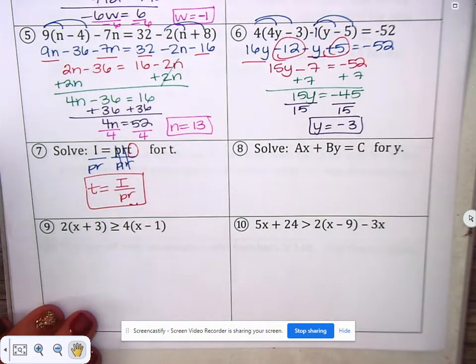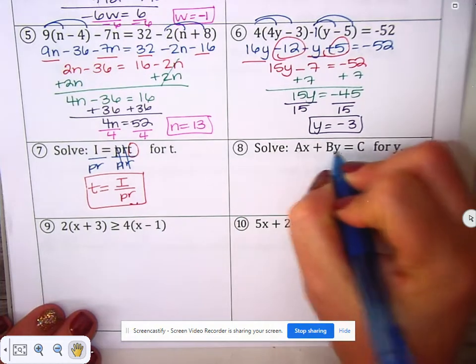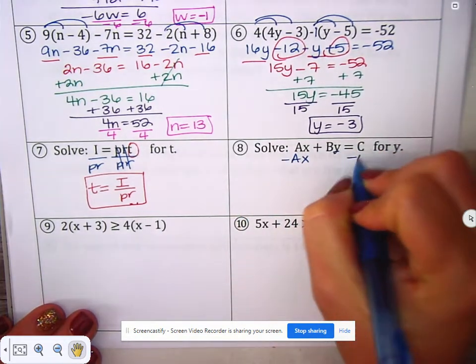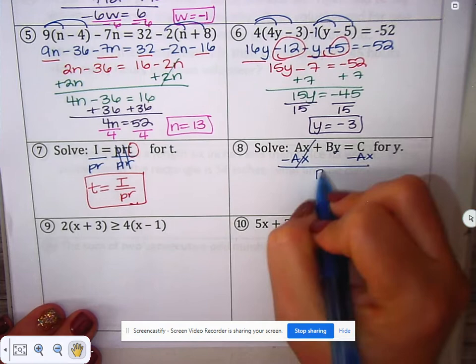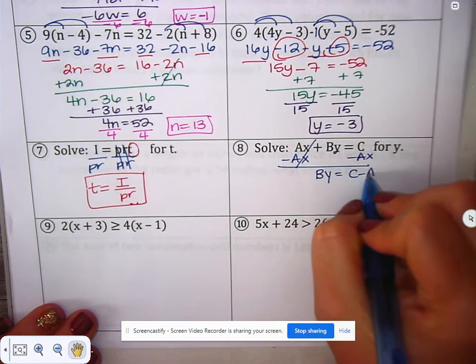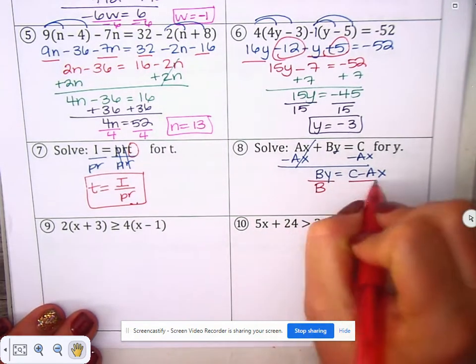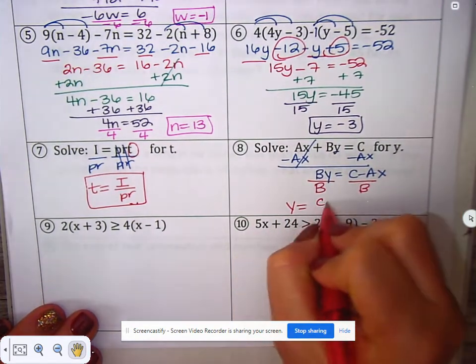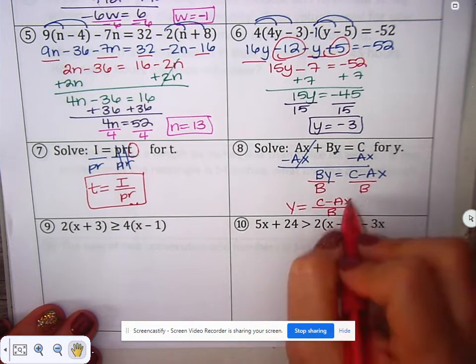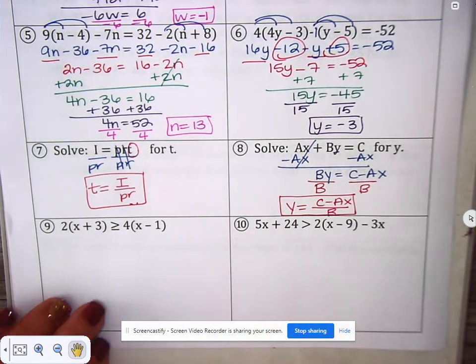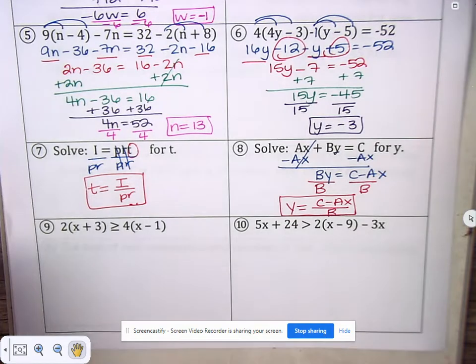All right, so same thing for number 8. The first thing I'm going to do is I'm going to move this AX because I'm trying to get Y by itself. So I'm going to move AX first. Remember, we can't subtract C and AX, so we just leave it C minus AX. Okay, and then to get Y all by itself, we're going to divide by B. So our answer does look somewhat confusing, but C minus AX all over B. All right, so there's 2 of those.